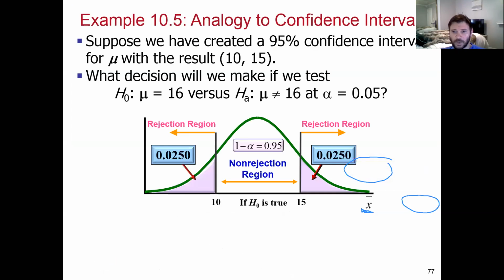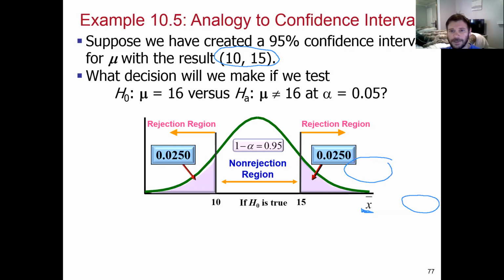So this is what the rejection region and the non-rejection region would look like for this situation. What we've done here is we've created a confidence interval, and you'll notice that confidence interval is not centered at 16. We're actually using the sample distribution for the confidence interval here. So what is it centered at? Well, it's centered right between 10 and 15, so it's actually centered at a value of 12.5. That is the center of this distribution.